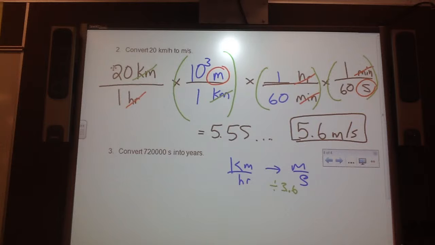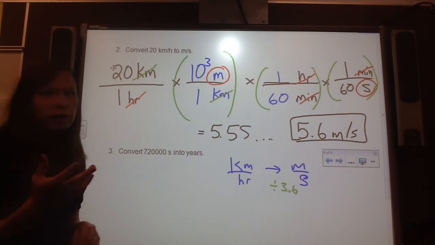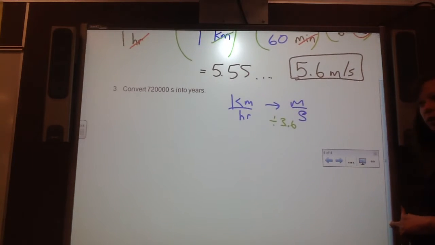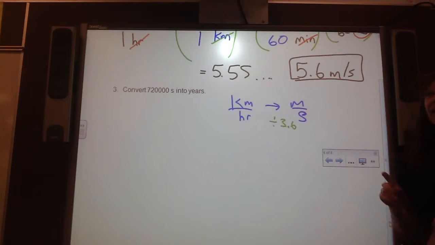So what 3.6 is just that summarized. Okay? So it's a good thing to memorize, especially once you get to physics 30 and stuff. You're converting kilometers per hour to meters per second a lot, and it's nice to have a shortcut. But in the event that you can't use a shortcut, that is how you do it. Okay? Now here's a fun one.